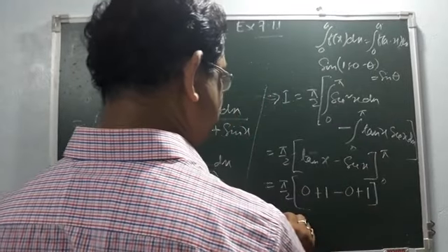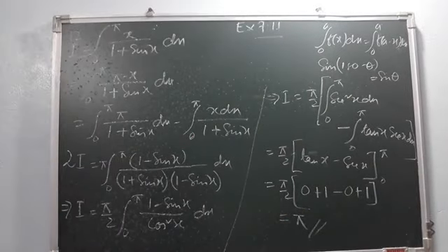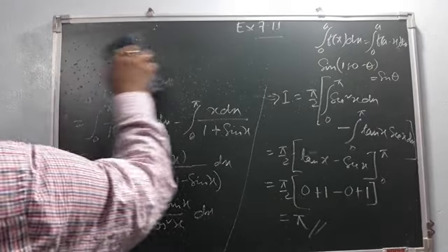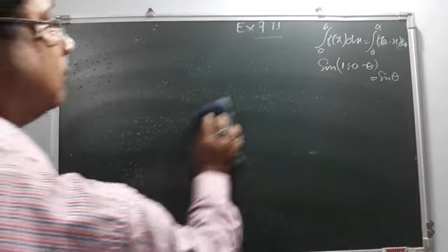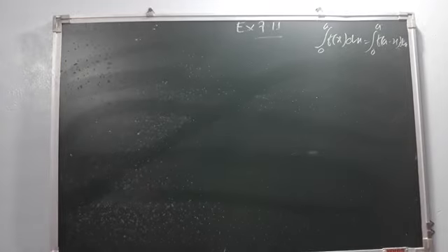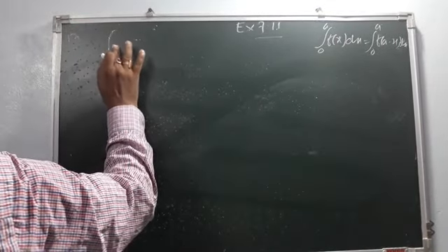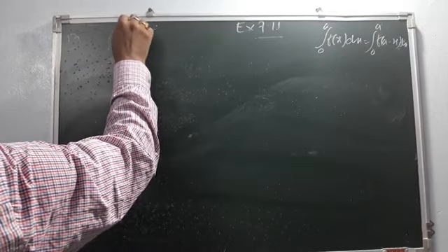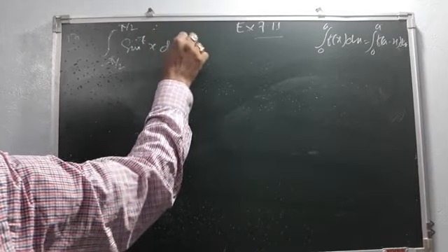So minus minus plus 1. So ultimately we get here 2 and our answer is 5. So this is the result of this question number 12. So now we will do the next sum, that is question number 13, and it is integration from minus 90 to plus 90 of sine power 7x dx.